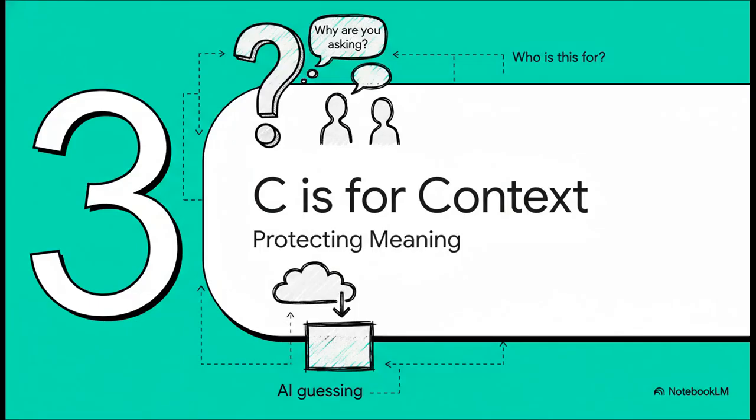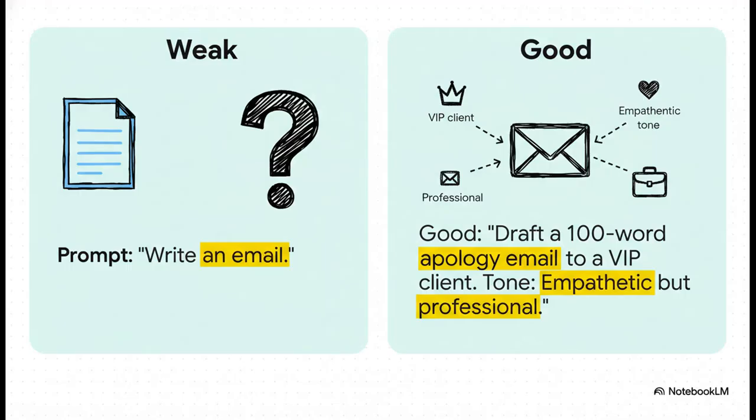Think of this as the background information that gives your request meaning. Who is this for? Why are you even asking? See, without context, the AI has to guess the right tone, the right style, the right level of detail, and it will almost always guess wrong. I mean, "write an email" is a completely useless prompt on its own. But watch what happens when we add context.